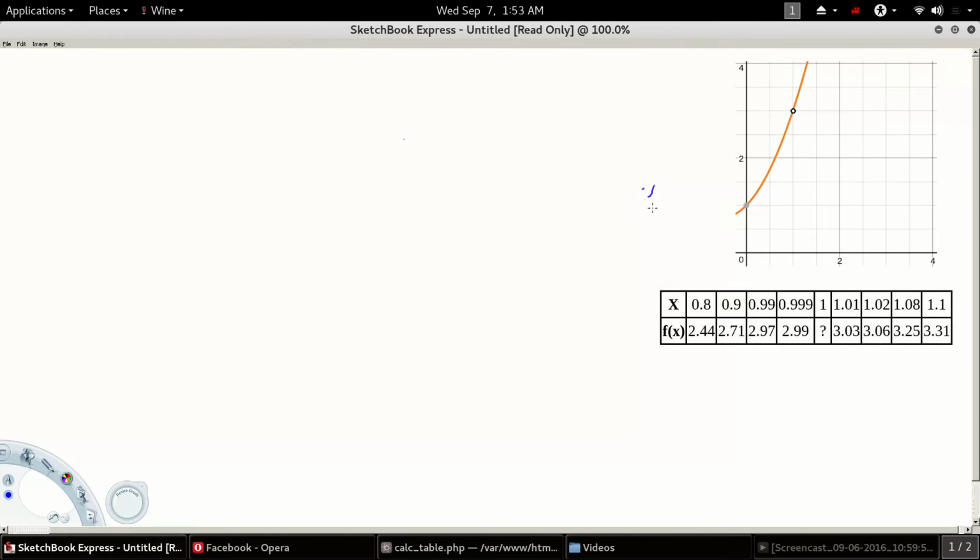Okay, so you may be wondering, what's a limit? Well, it's a good question. I think I can illustrate it best with an example.